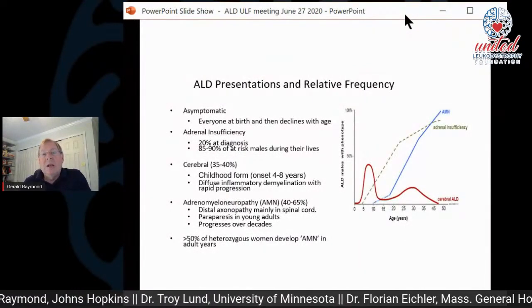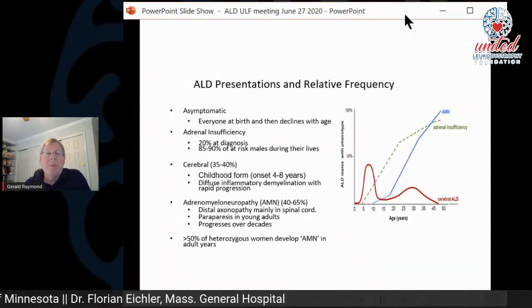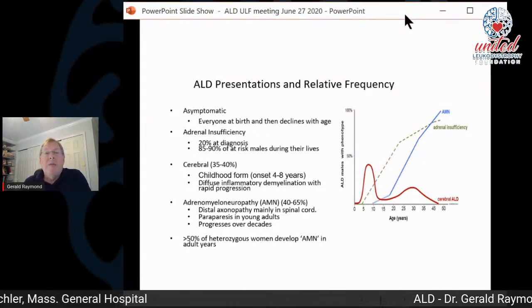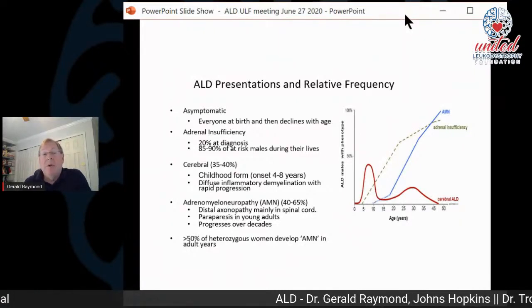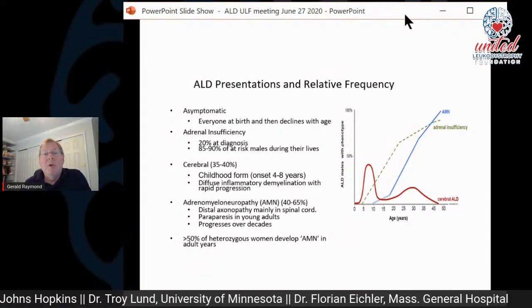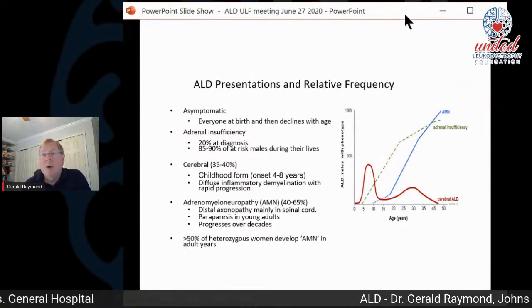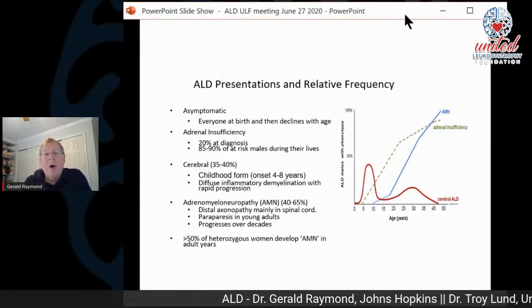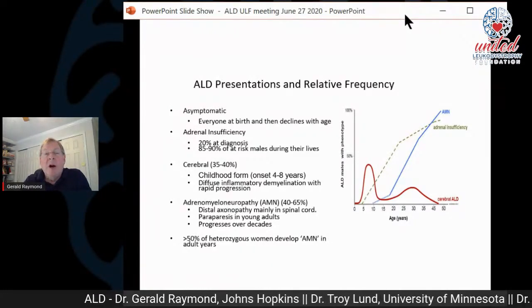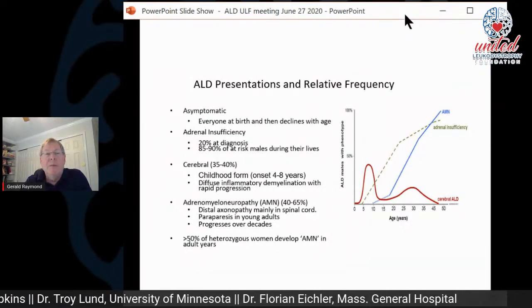One of the more fascinating things about ALD is that it has several different presentations. We'll talk about them briefly. There's an asymptomatic form, which everyone has at birth, and we'll discuss it a little bit more later on. There's primary adrenal insufficiency, sometimes referred to as Addison's disease. There's a cerebral form, which we're going to talk about more in depth and have our later speakers talk about treatment for. And then there's adrenomyeloneuropathy. If you have adrenomyeloneuropathy, you shouldn't be in this session. It's the following session, but you just stick with us here.